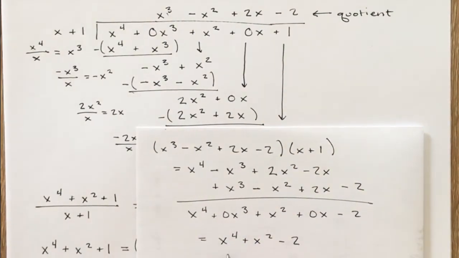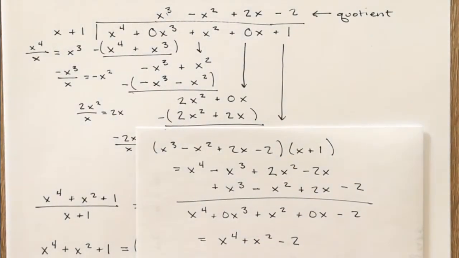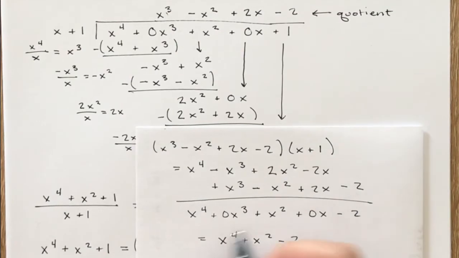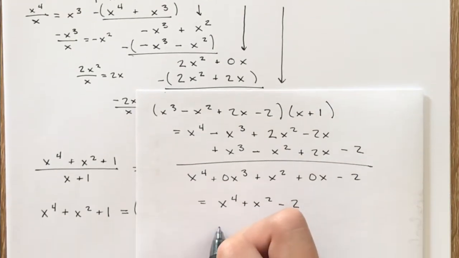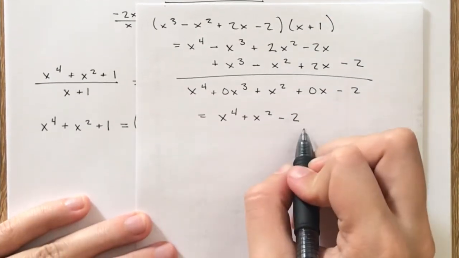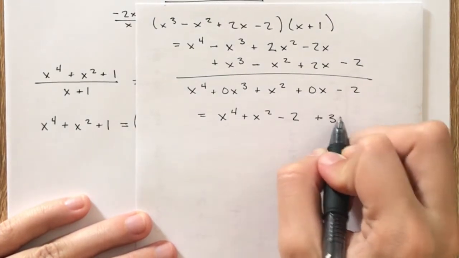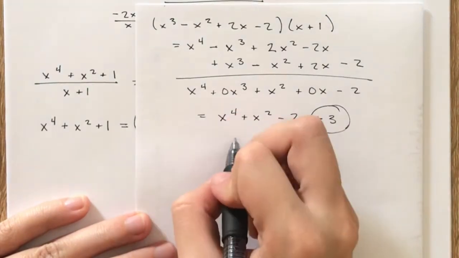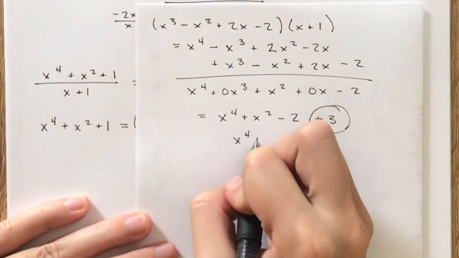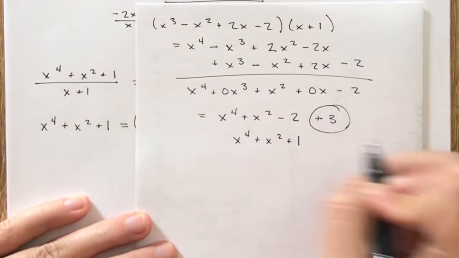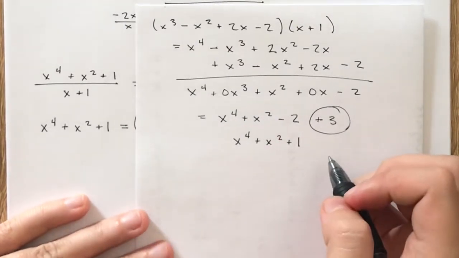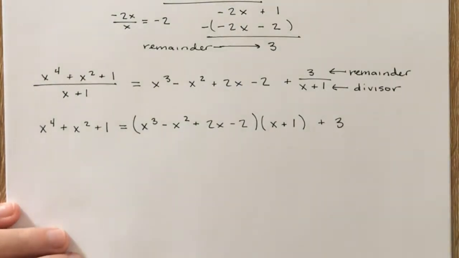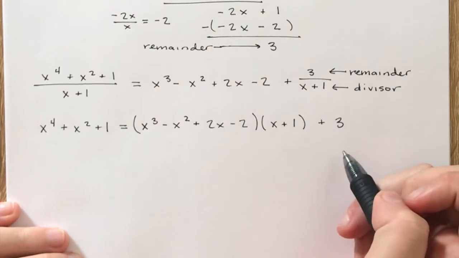So I got x to the 4th plus x squared minus 2. In order to make this look like our numerator from our division problem, we need to just add 3, right? So this is where our remainder comes from. If we add 3 to this, then we get x to the 4th plus x squared plus 1, and that is our numerator. So that's where this plus 3 comes in.